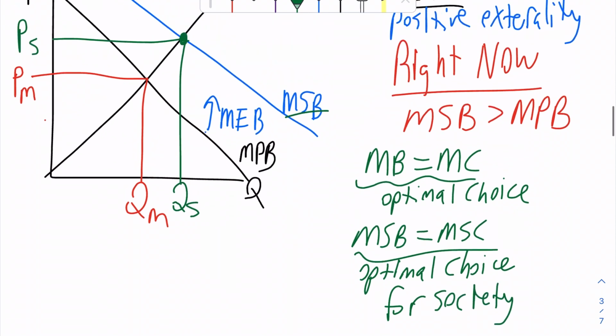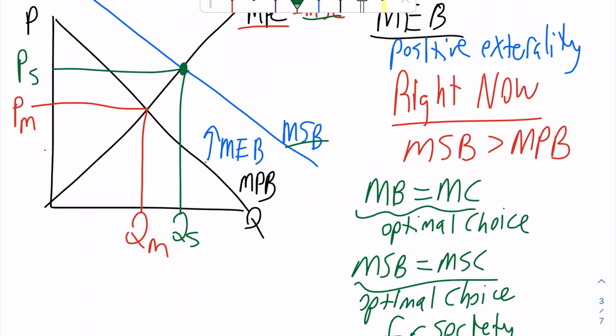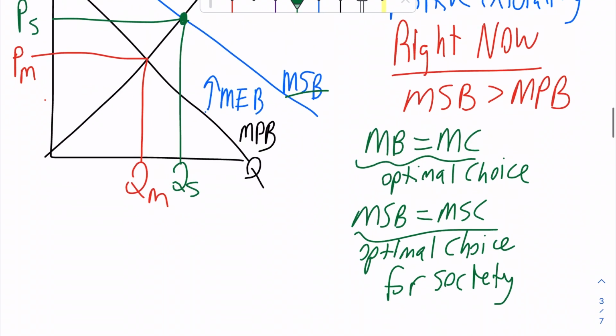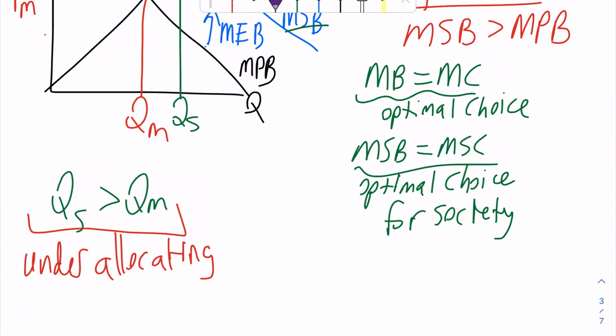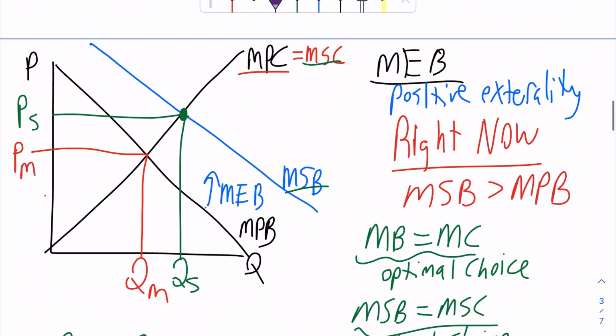Okay, so what is the market doing and what does the society want? Well, currently society is having a higher quantity. QS is more than QM. So right now we are under allocating. So what does this mean? You want to produce more. Okay. So the thing is that the market has equilibrium here, but society wants more quantity.